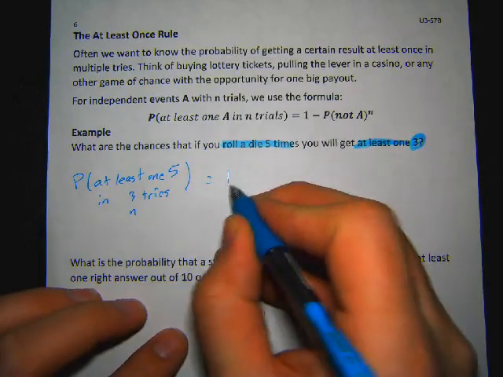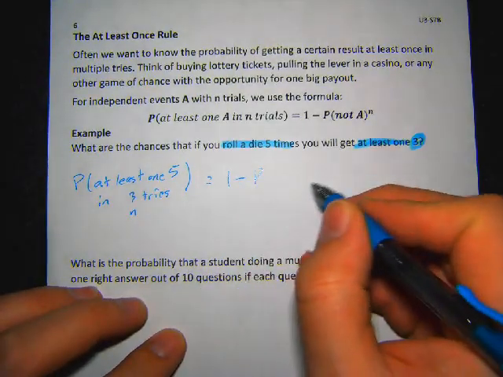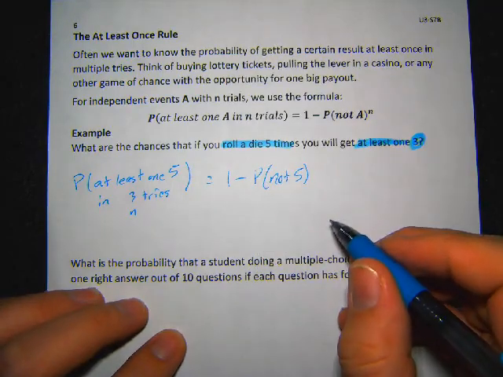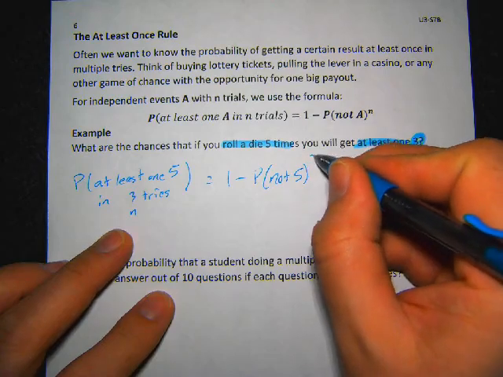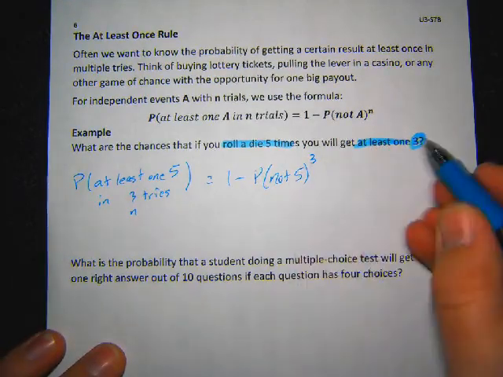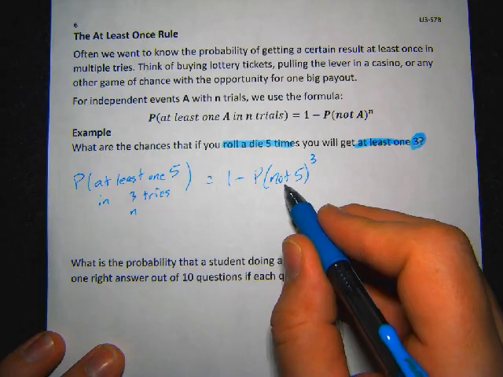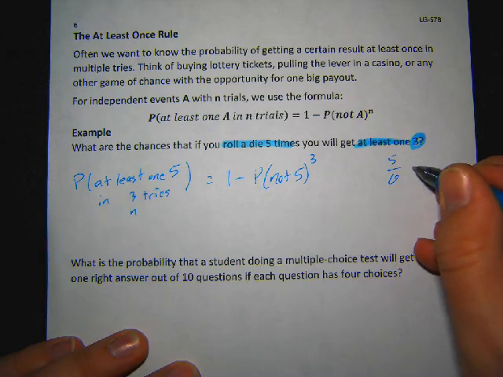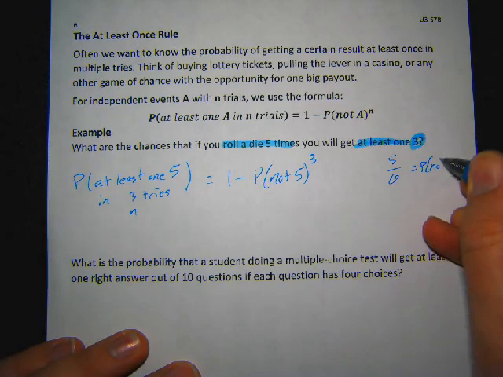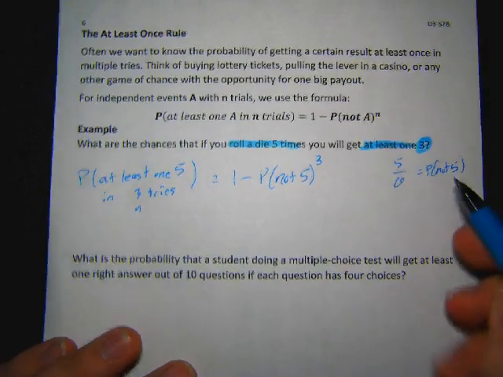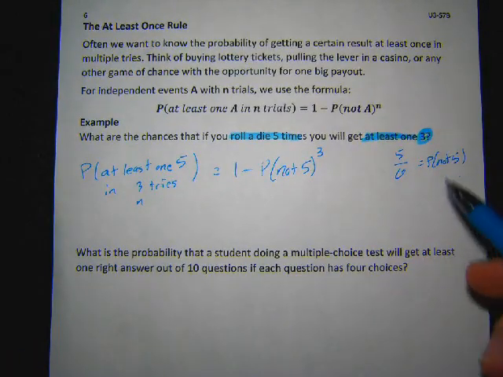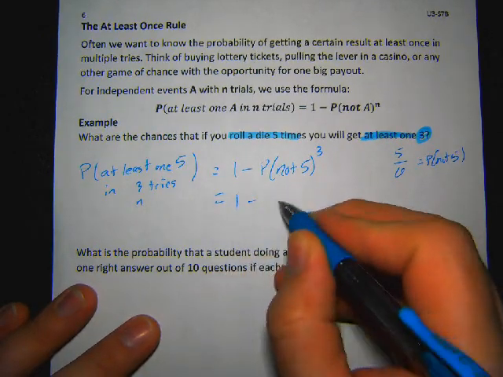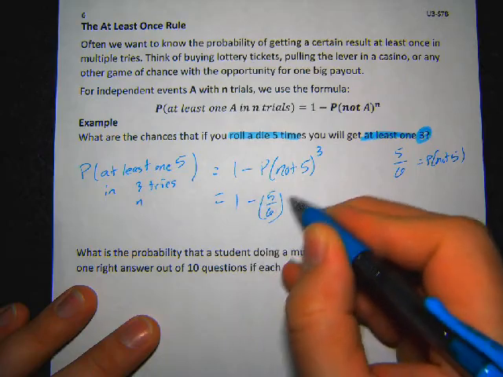So we're going to do 1 minus, and we're going to find the probability of not getting a 5. We're going to do the opposite. So trying to get a 5, we're going to not get a 5. And we're going to do that to the power n, which is going to be the power of 3. Well, the chance of not getting a 5 is going to be 5 out of 6, right? Because there are 5 sides of the die that are not 5s. So there's a 6-sided die, and 5 of those are not 5s. So 1, 2, 3, 4, 6. Those are the sides that are not 5s. So I'm actually going to do 1 minus 5/6, the fraction, to the 3rd power.